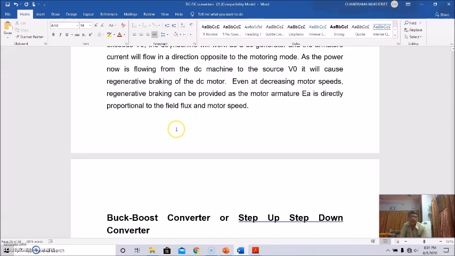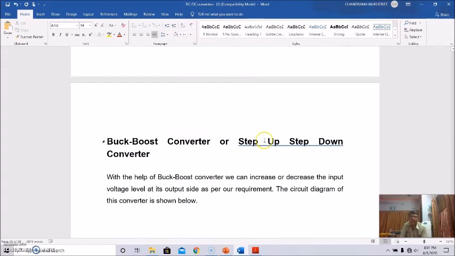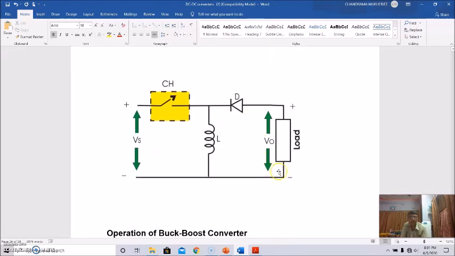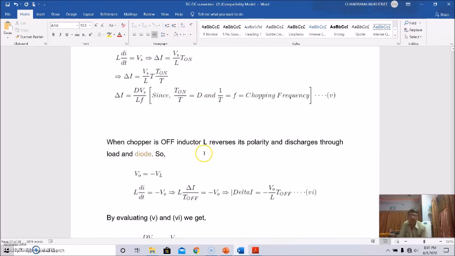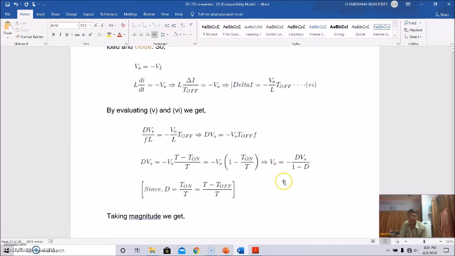Then we have discussed step up and step down converters, that is buck-boost converters, basically step up and step down converters, their operations, their circuit diagrams, etc. We have discussed here in this DC-DC converter operations.